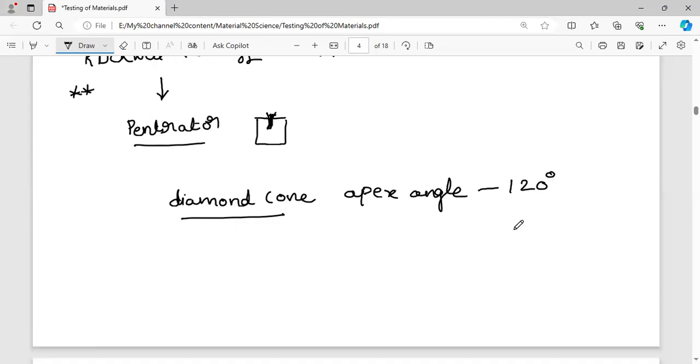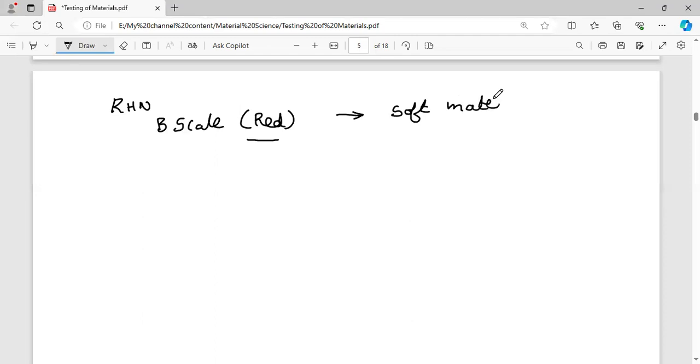Next, if you observe the Rockwell hardness testing machine, we have two different scales. One is the B scale, which is in red color. Rockwell hardness number on the B scale. The red or B scale can be used for soft materials. To find the hardness of soft materials, we use the Rockwell hardness testing machine B scale.